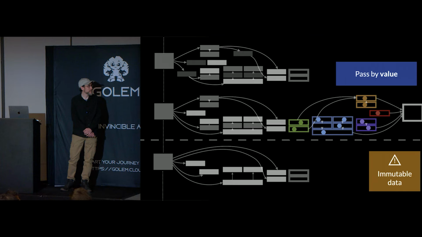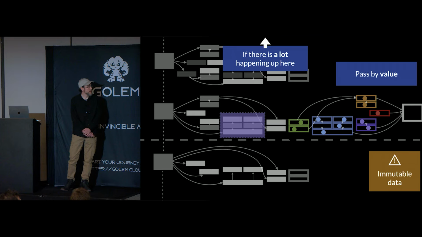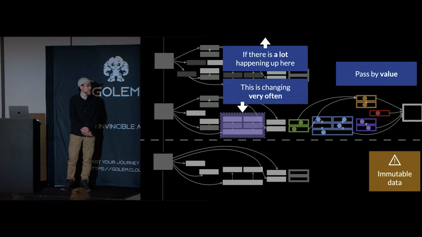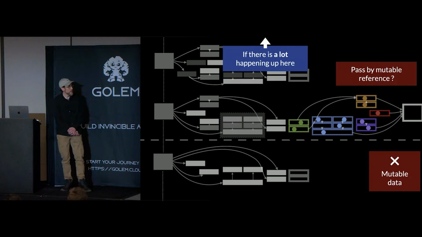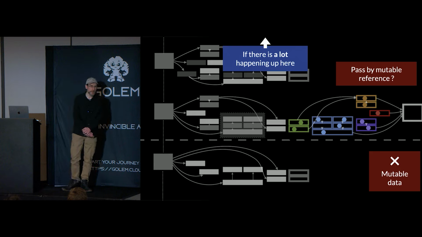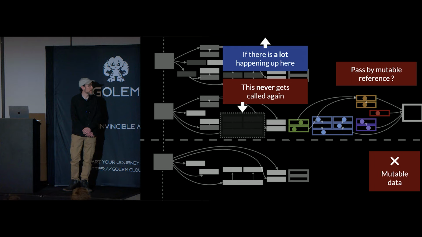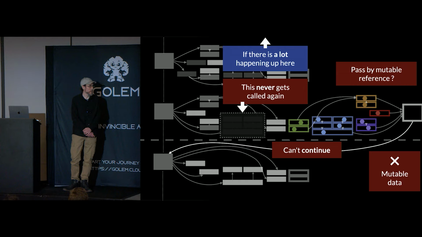So everything is passed by value in the system, which has implications. If there is a lot happening up there above, our current flow, then this thing is changing very often, which means you can't memoize it. It would be pointless. It'd be a cache that'd be busted constantly. But if you pass by mutable reference and you use mutable data, then from the point of view of by value changes, this would never get called again because the mutable reference hasn't changed. So from the point of view of reactivity, there was no change. It only ever does shallow comparisons. So that wouldn't work, and you wouldn't be able to continue because the code literally wouldn't run.